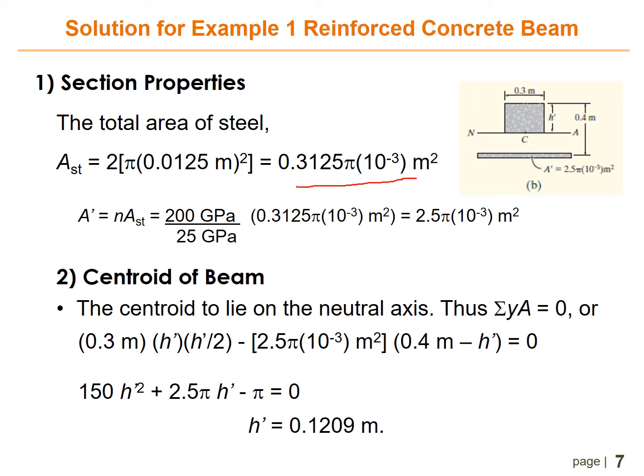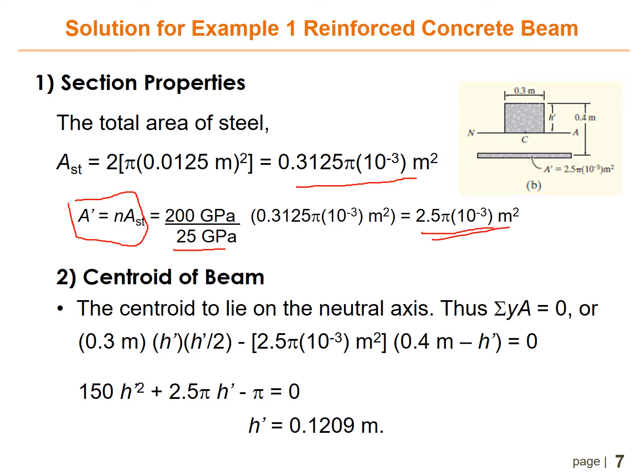Okay, and then we can find A prime. We can use this equation: A prime equals n times area of steel, equals 200 gigapascal divided by 25 times 0.3125 pi 10 to the power of -3 meter squared, and then we get A prime equals 2.5 pi 10 to the power of -3 meter square.